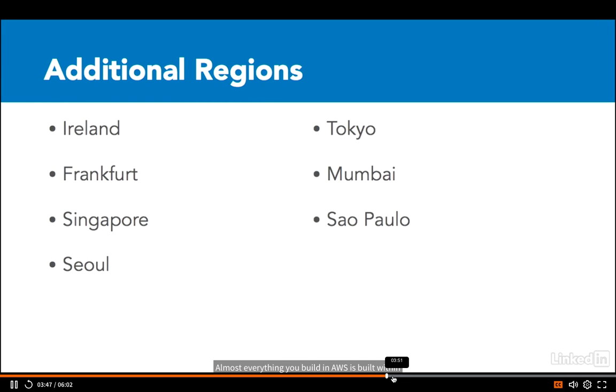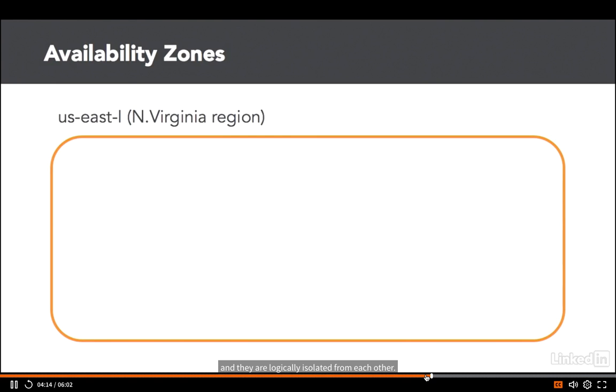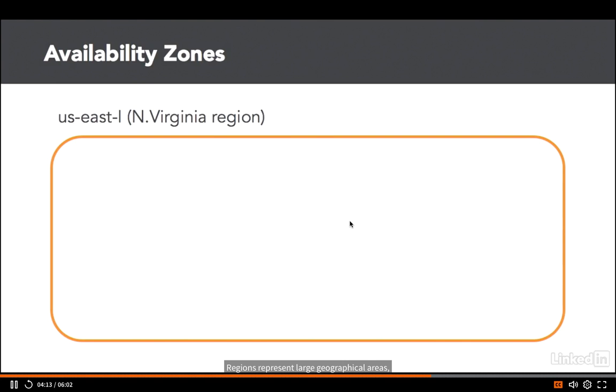Almost everything you build in AWS is built within the context of a region. Only very few resources are cross-region. When selecting your region, you want to think about the latency that your instances need to connect to. A good rule of thumb is to pick the region closest to you. Regions represent large geographical areas, and they are logically isolated from each other.